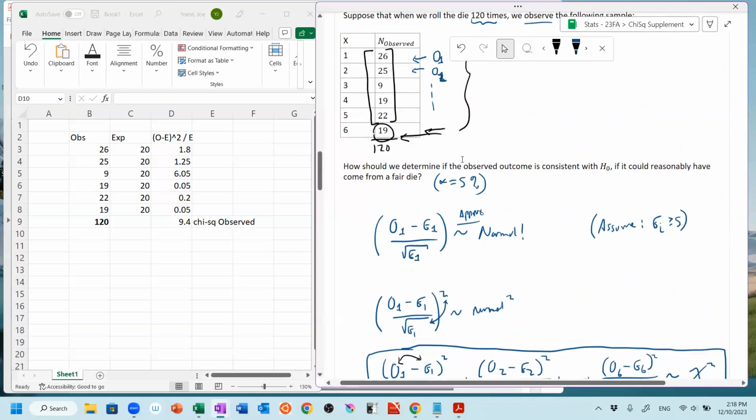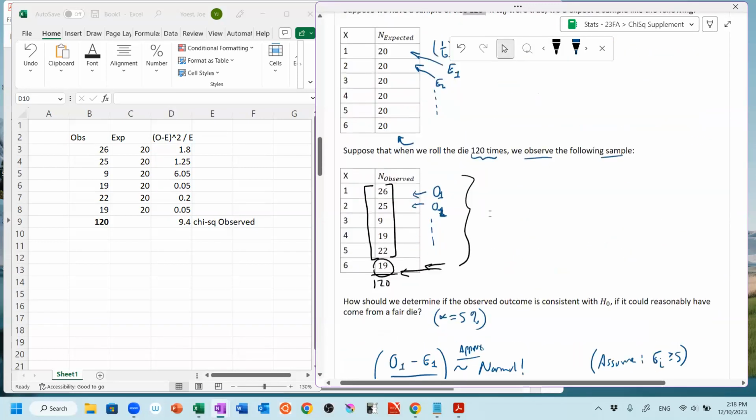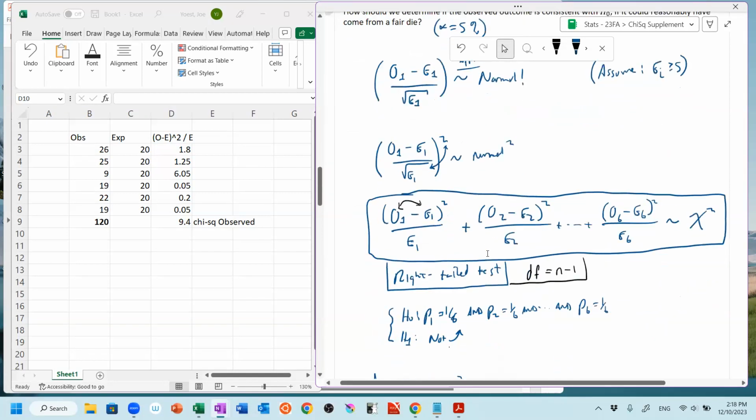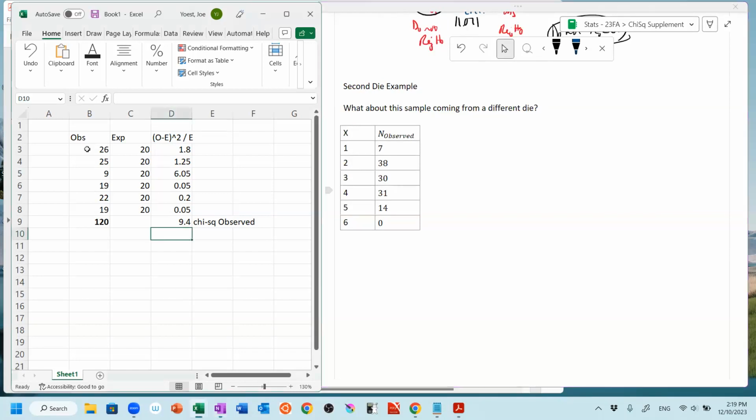We still have 120 rolls. We're still testing at the 5% level and all of that. So really all this changed is our observed numbers. So we can just put these numbers in instead. 7, 38, 30, 31, 14, and 0.